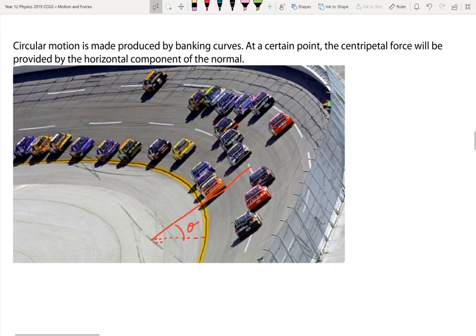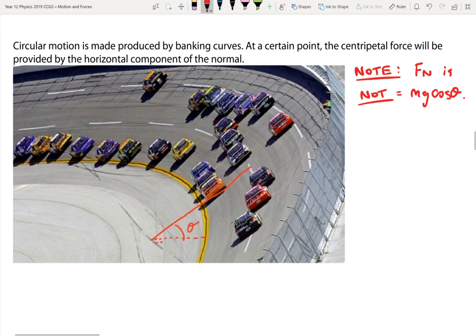I need you to understand that we've looked at inclines in year 11. In this case, Fn is not equal to mg cos theta. That is if you are stationary and sliding down an incline. These cars are not stationary. They are travelling around in a circular path.